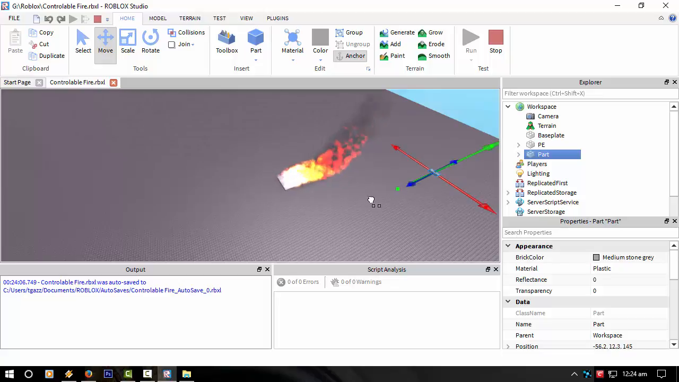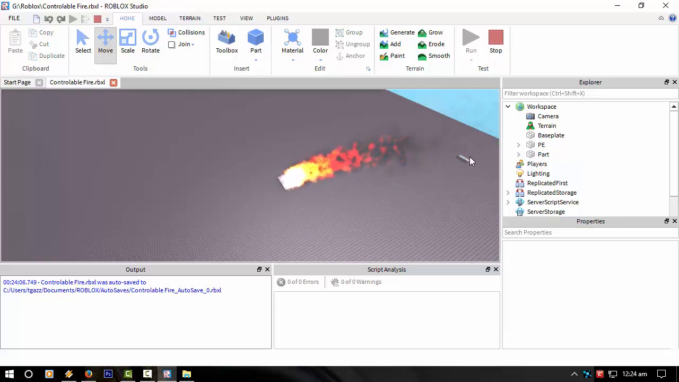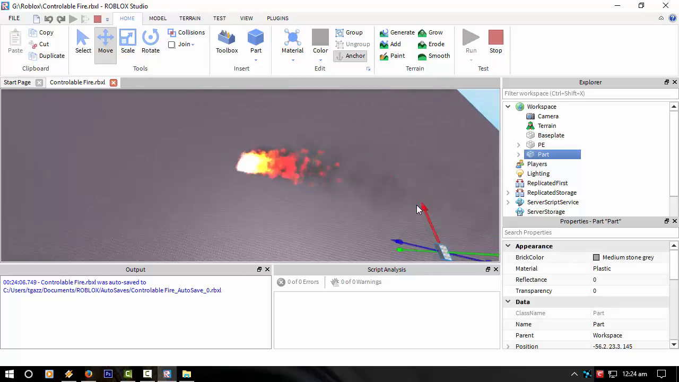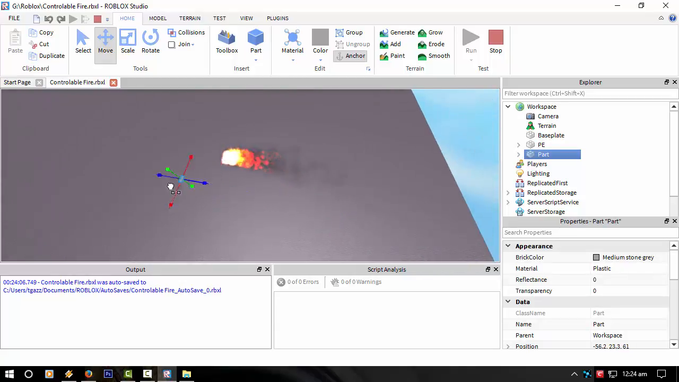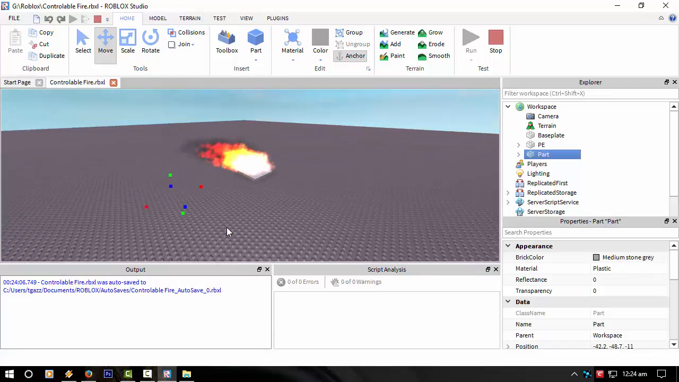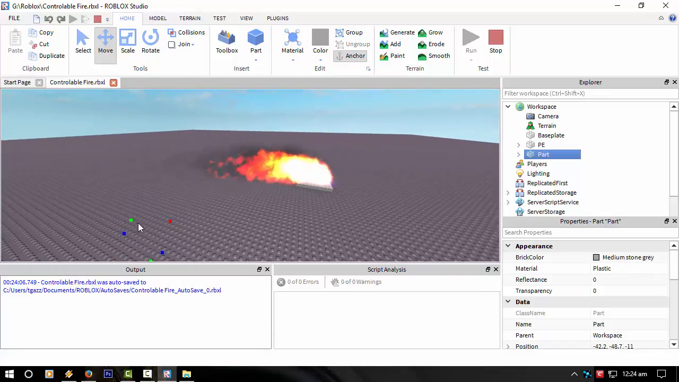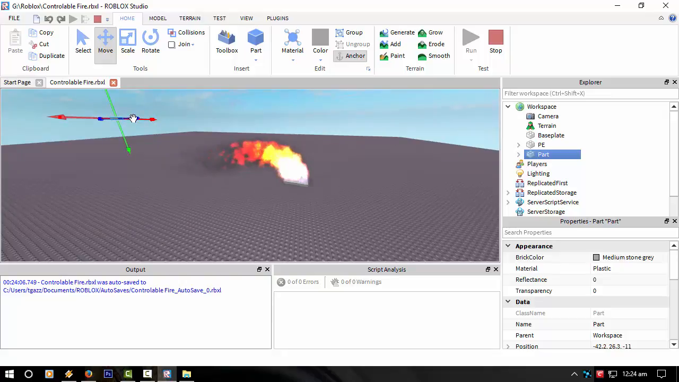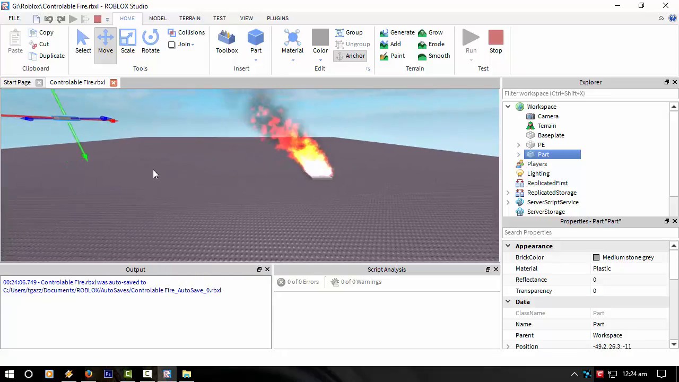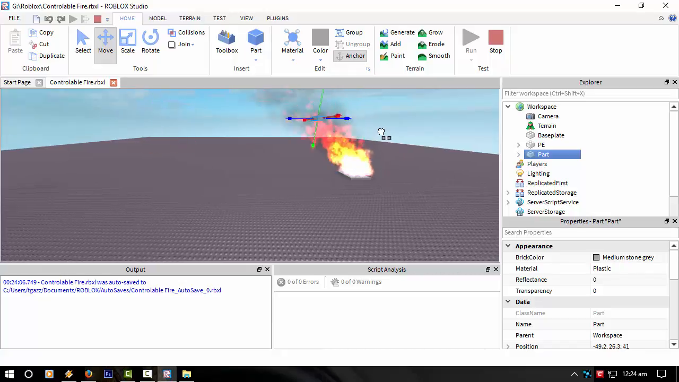You see that? Nope. Watch what happens if I move it the right way. There we go. Let's move it down. So if you wanted to, you can make some kind of wind blowing the smoke and fire around. There you go.